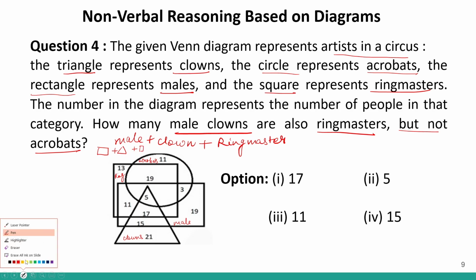So if I look at this image, I can see this particular area. This particular area we have a triangle. This particular area is also a part of the square, and this particular area is also a part of the rectangle. So this particular area represents the male clowns who are ringmasters, but they are not acrobats, because acrobats means they are part of the circle. So the number in this area is 17. So answer will be option number 1, 17.